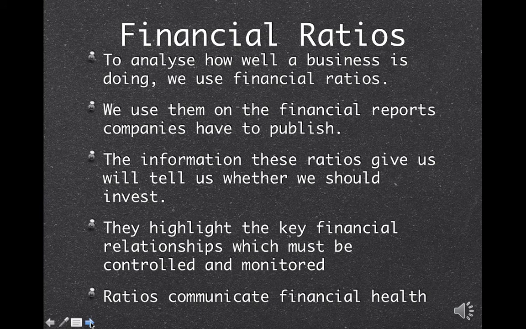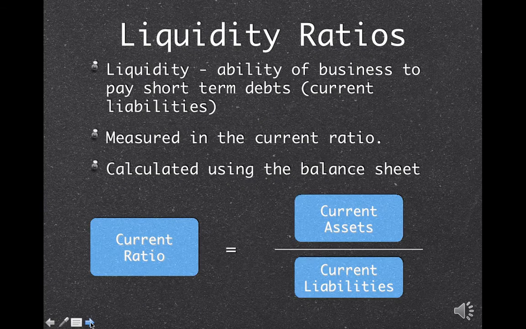Just to recap, we use financial ratios and the information that they give us to give us key financial relationships and information. They really tell us how well a business is doing. It allows us to gauge whether the business has solvency, liquidity, is doing things efficiently, and has profitability. Today, we're going to look at liquidity ratios.